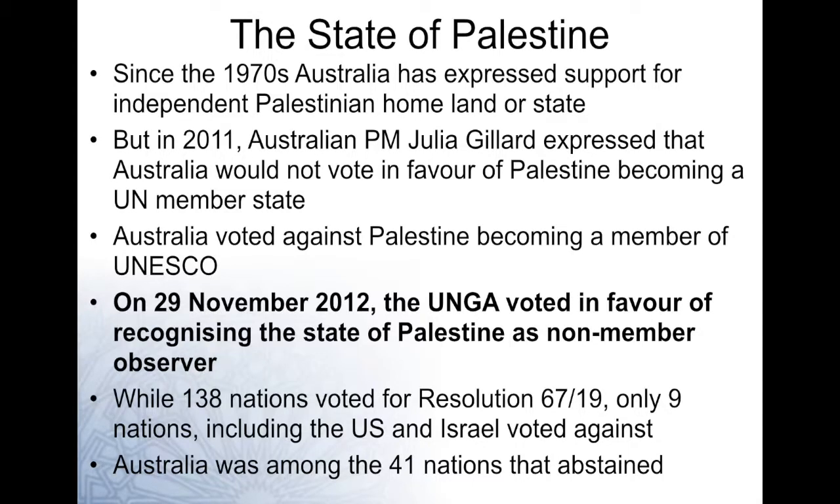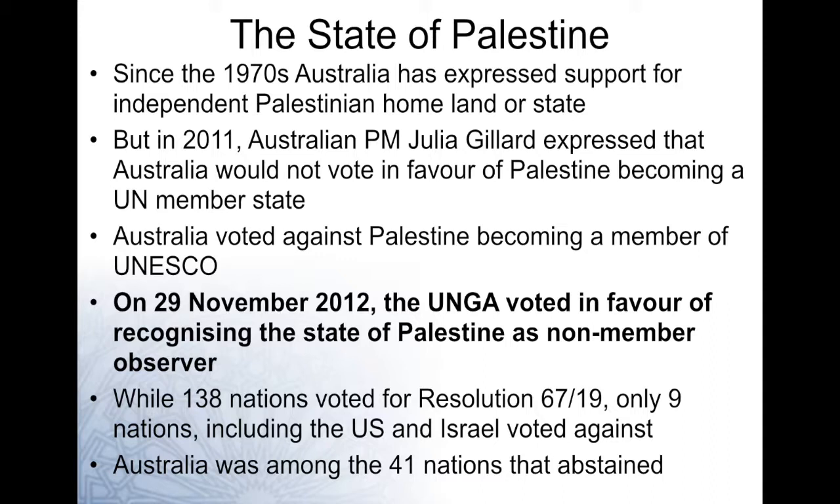Let's talk about the state of Palestine that was declared in 2012. Just to go back a little bit, one of the things I did for my book on making Australian foreign policy on Israel-Palestine is to look at all the historical records on what various Australian governments have said about this conflict. And what we found was that since the 1970s, Australia has expressed support for an independent Palestinian homeland or state. That's very clear in the political statements that have been made, in the policy documents, etc.